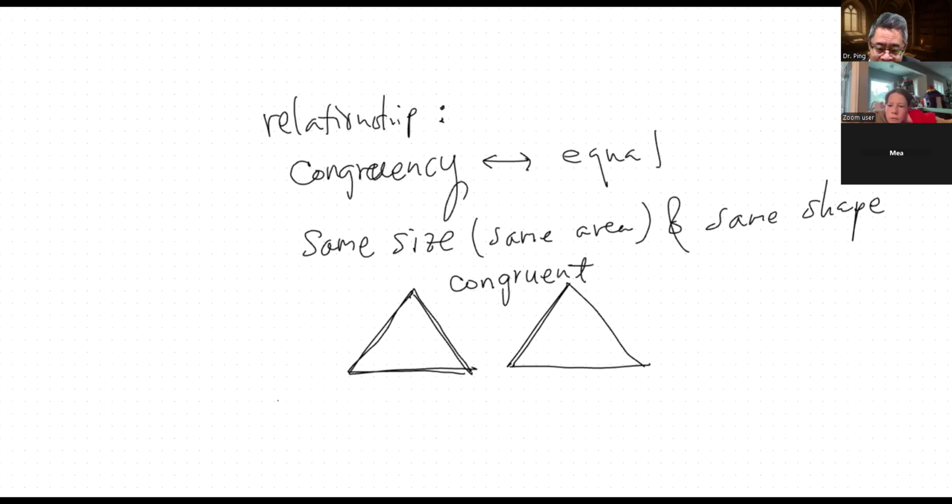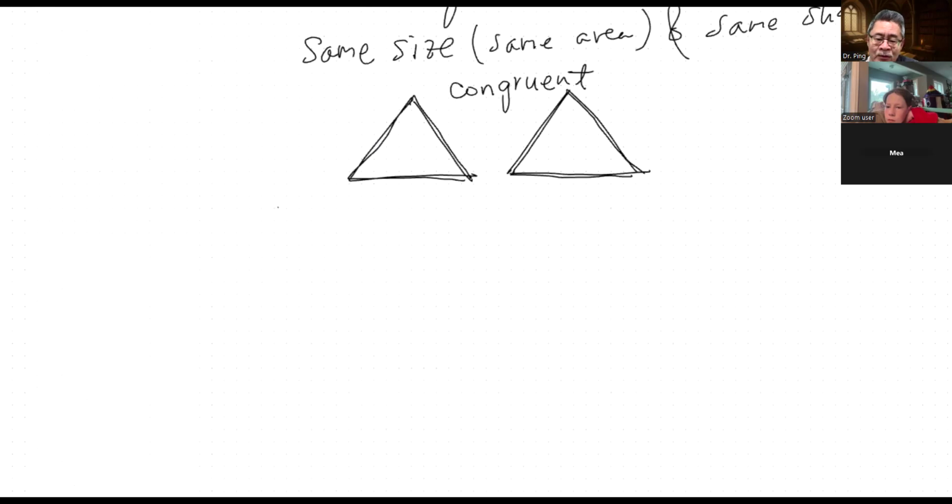So now there is a way to do congruency, and there are some theorems we're going to learn. So this is our second unit, and the first theorem we call the side theorem.